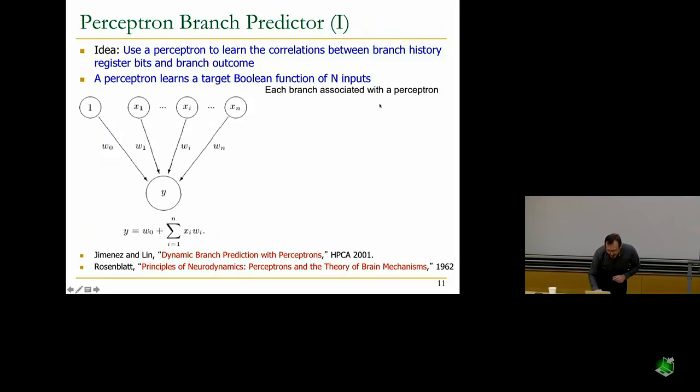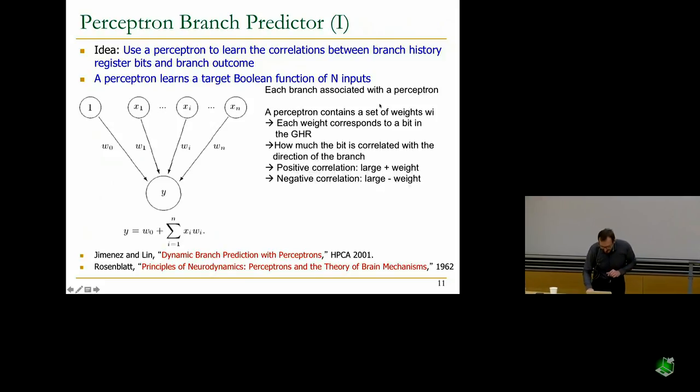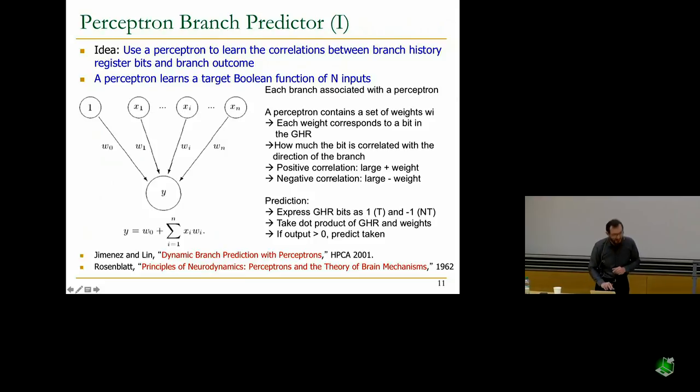So each branch is associated with a perceptron. And a perceptron contains a set of weights, wi. Each weight corresponds to a bit in the global history register. So you can think of these x's as bits in the global history register, and how much the bit is correlated with the direction of the branch. So there's a positive correlation. I already said all of these, actually. I don't want to repeat it.